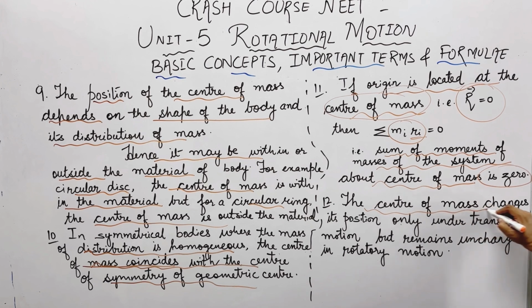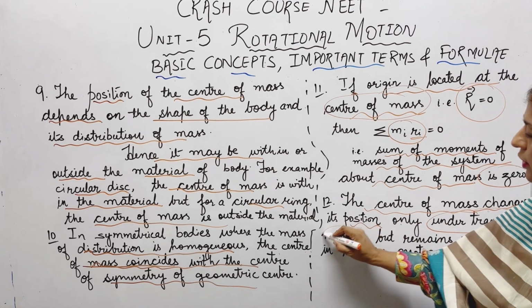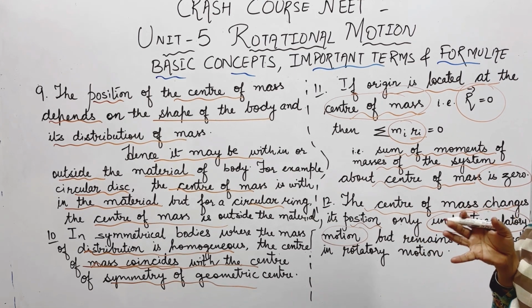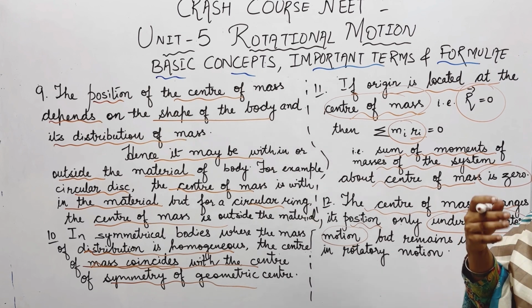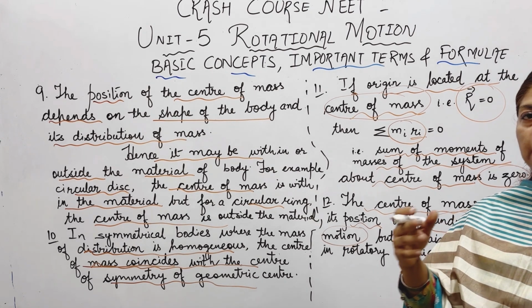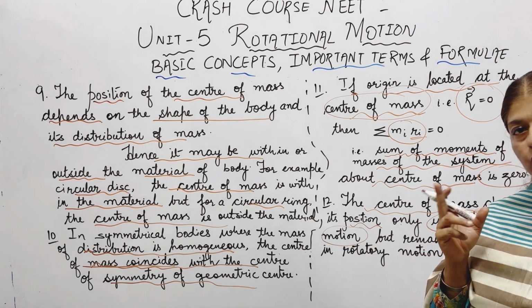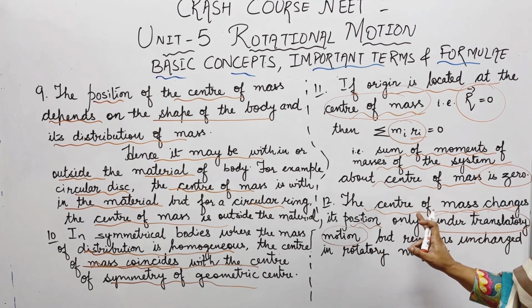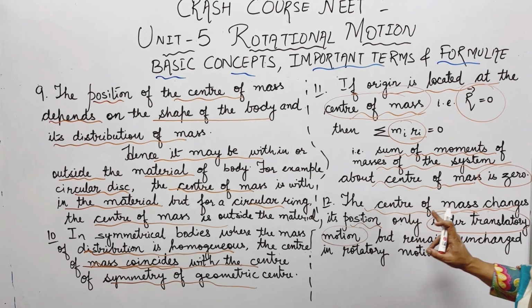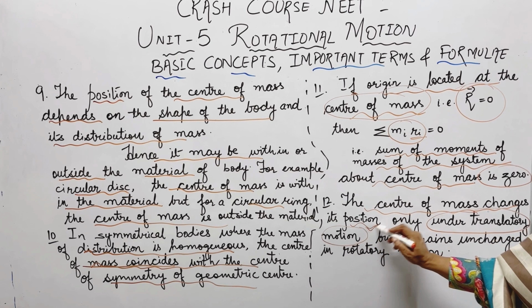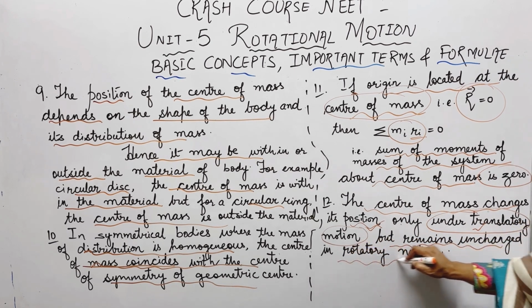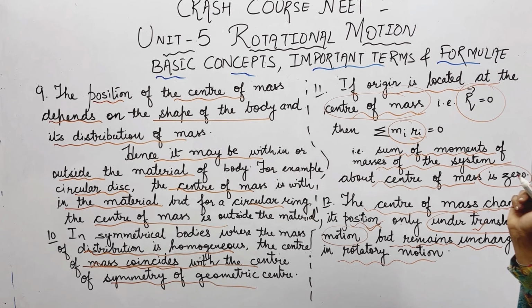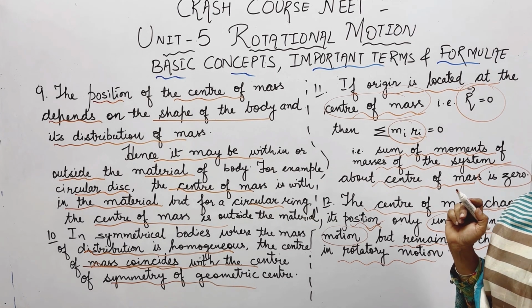The center of mass changes its position only under the translatory motion. A body can undergo both translatory as well as rotatory motion. For example, if a bicycle is moving, the wheel is undergoing translatory as well as rotatory motion. And it has been mentioned जो center of mass है वो हमारे पास उसकी पोजीशन सिर्फ ट्रांसलेटरी मोशन में चेंज होती है, but remains unchanged in the rotatory motion. रोटेटरी मोशन में हमारा सेंटर ऑफ मास की पोजीशन चेंज नहीं होती.